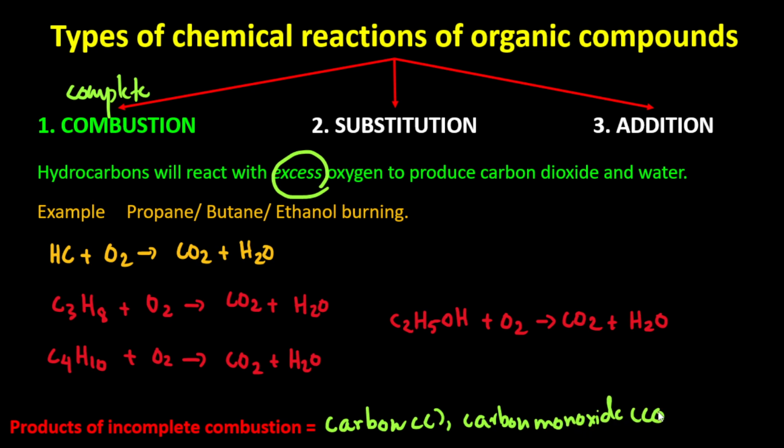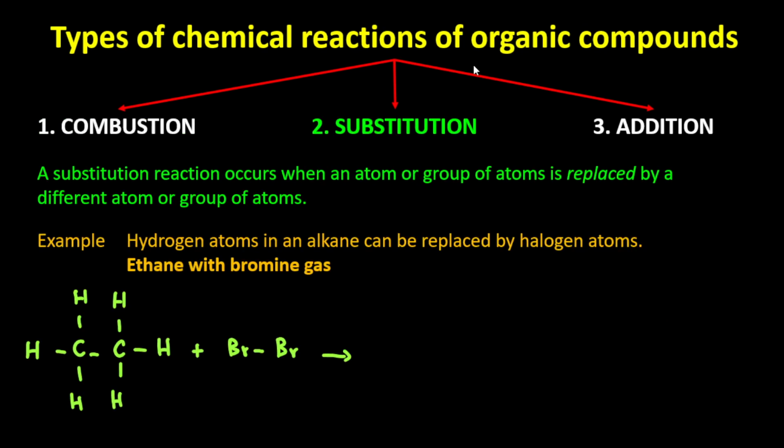Okay, all right. So another reaction that you need to know is substitution. Our substitution reaction happens when one atom or group of atoms is replaced by a different atom or group of atoms, okay? If we look at this, we have ethane here and we have bromine gas here. So what will happen is that bromine will kick out hydrogen from ethane, okay?